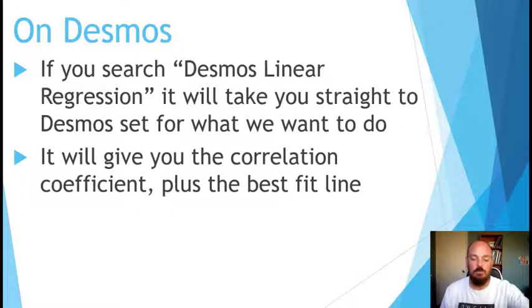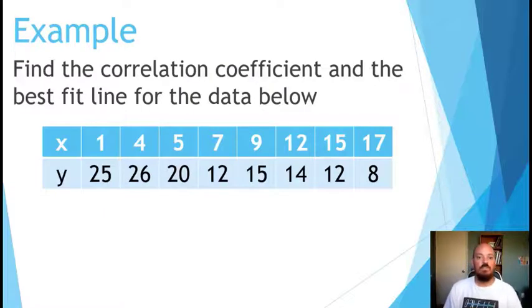So we're going to do one example for today. We're going to find the correlation coefficient and the best fit line for this XY table right here. And I'm going to show you how to do it on Desmos. So I copied down the XY table. We're going to end the PowerPoint here. I'm going to go to Desmos. I'm going to open it up and show you how to do that.